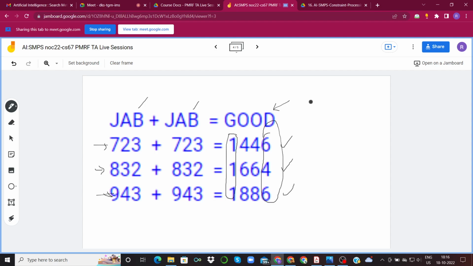Okay, so can you suggest one number for what you are saying? 776. Oh, okay, that is not possible because you can't assign the same number to two different alphabets. So that is out of the question. Okay.